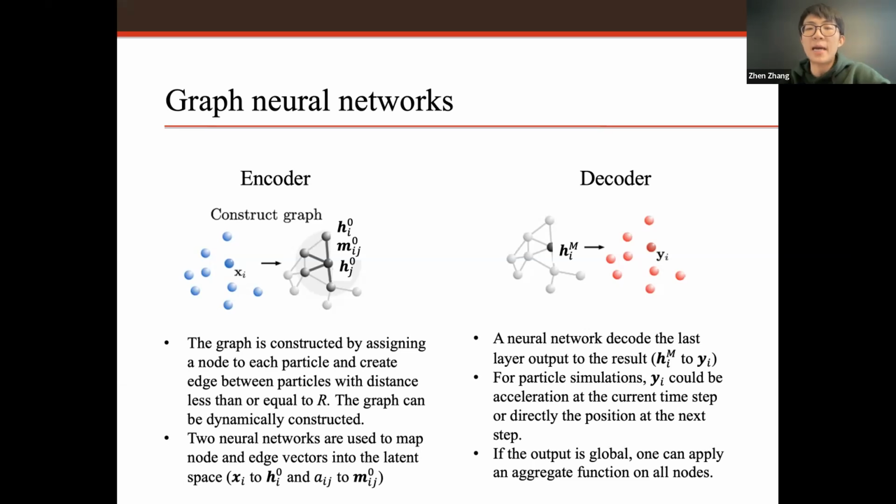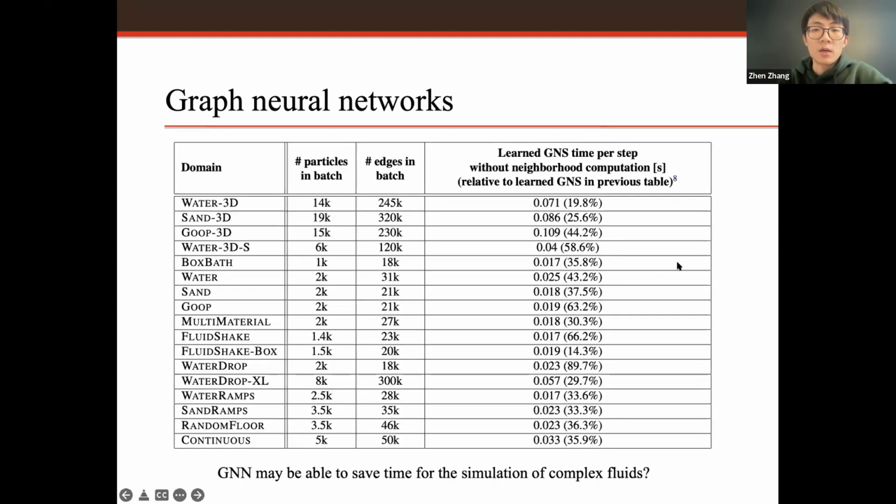So both cases are doable. Yeah, and here is some of the things that I find very interesting, in the sense that based on that DeepMind paper, to utilize the graph neural networks to do the particle simulations.